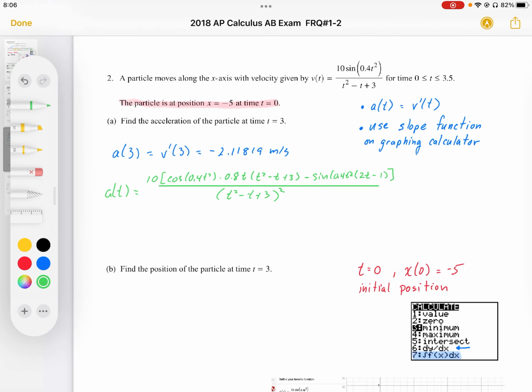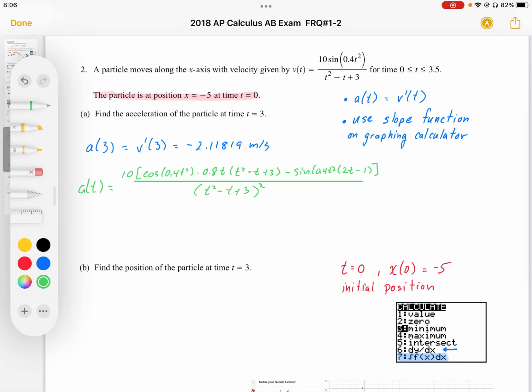We can then use this acceleration function and calculate the acceleration in that way. And I think I made a mistake here. This should be meters per second squared since it is acceleration.